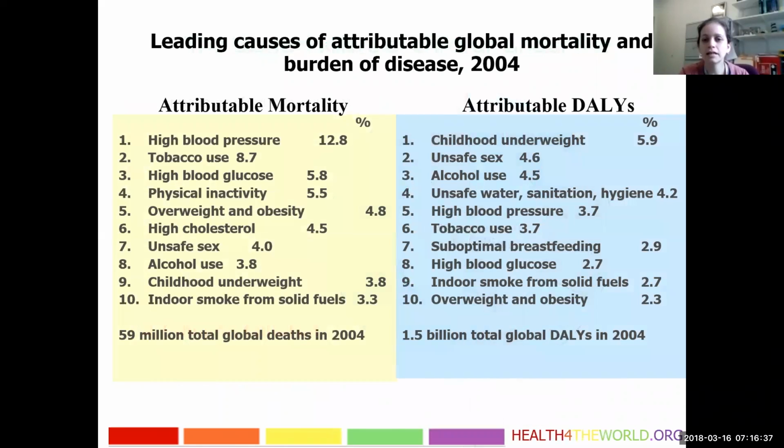And it's the number one cause of attributable DALYs. DALYs, as you know, are disability adjusted life years lost, versus mortality, where you see more adult diseases of obesity, although child underweight is still in the top 10. So we're seeing a lot of disability as well as death and quality of life issues due to childhood malnutrition.